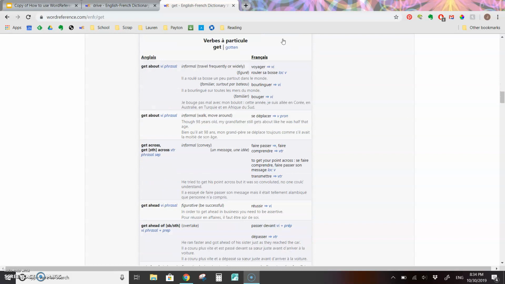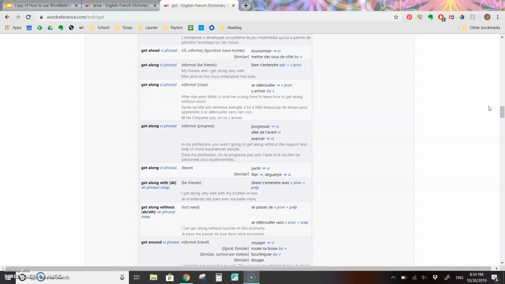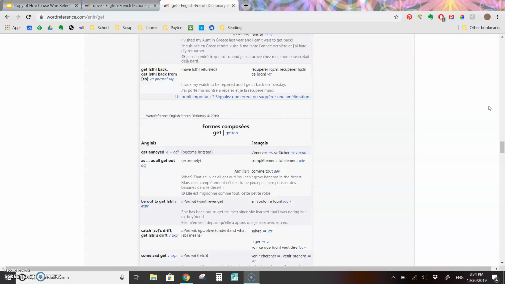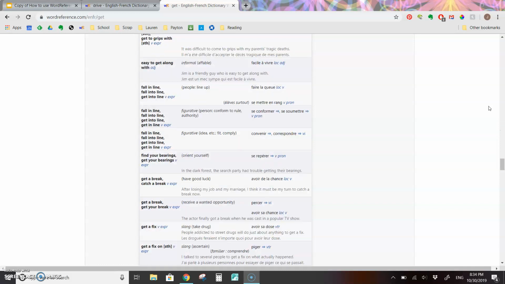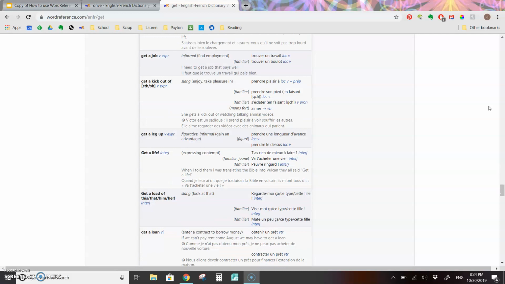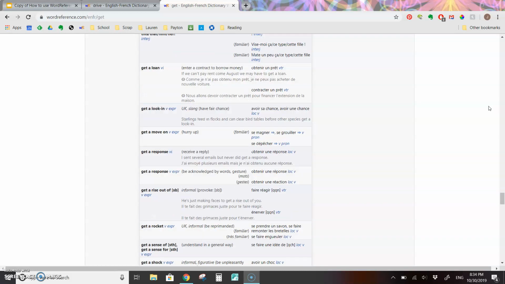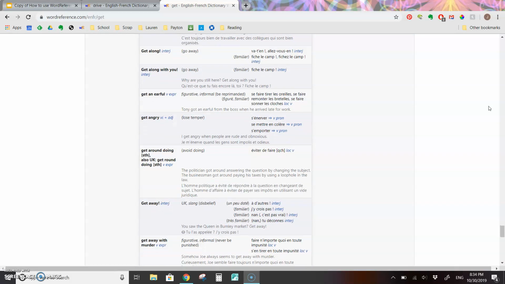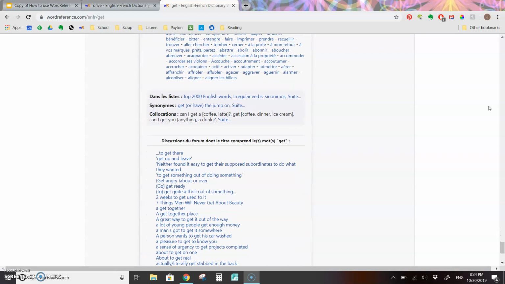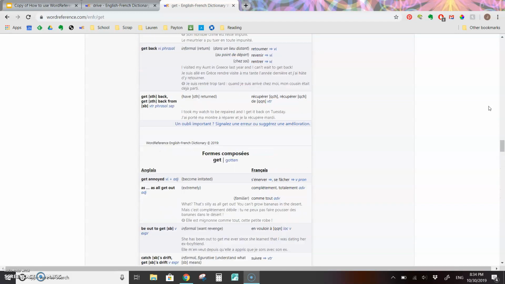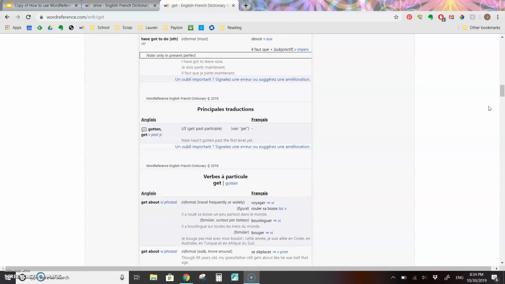And there are all of these different phrases that use get. So get across, get ahead, get along, get around, to get away with, get back. You see how long this list is going on? Get a grip, get a hold of, get a life, get a loan, get a response. You would have to page through all of this to find the phrase that you actually want. And I'm thinking that that's probably not something you want to spend your time on.